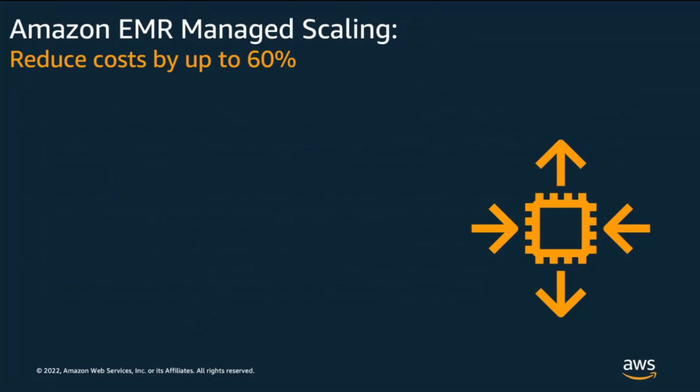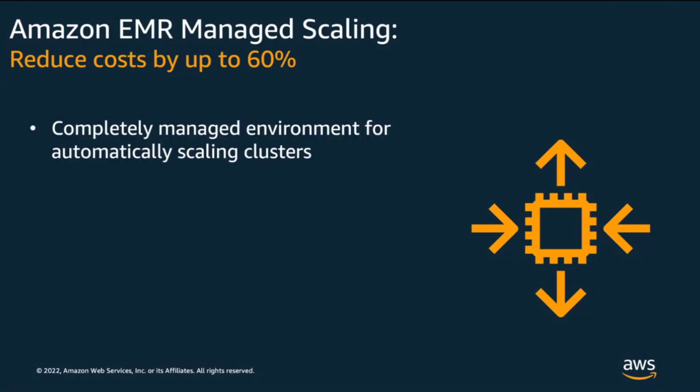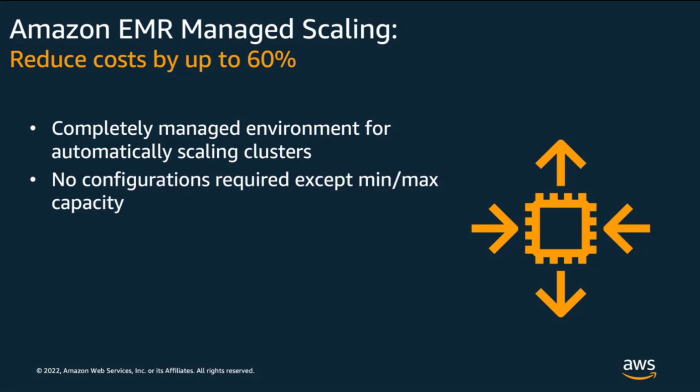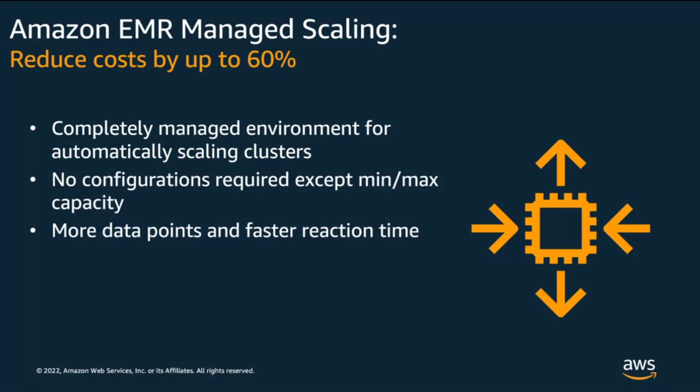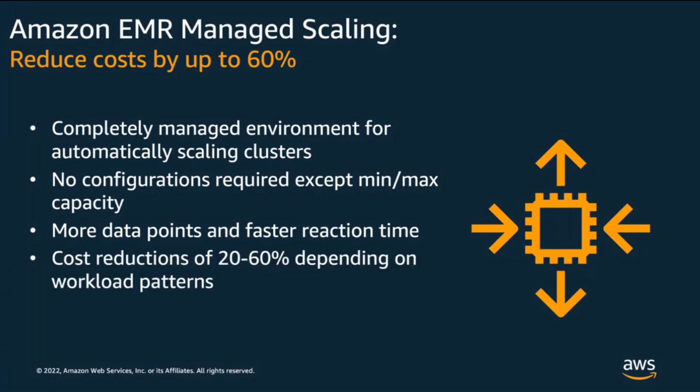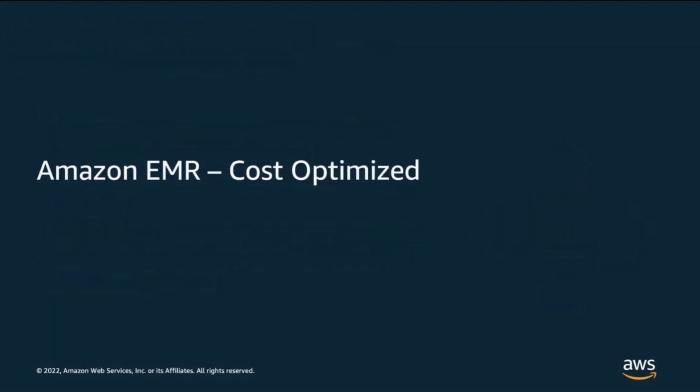What is the benefit of using managed scaling? As we already talked about, it reduces the cost by up to 60%. It's completely managed auto scaling for the cluster. No configurations required here. More data points and faster reaction time. Cost reduction of 20 to 60% depending upon workload patterns. So these are the benefits of using managed scaling, and you can flex your cluster with these two types of scaling very easily.